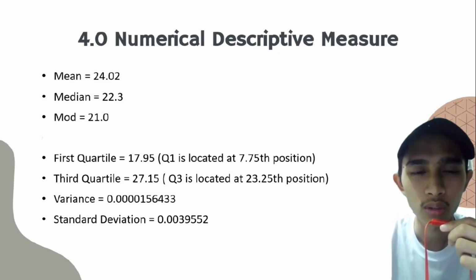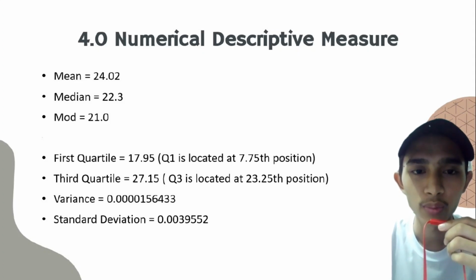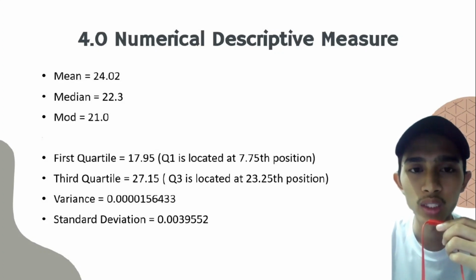So next I will talk about the quartile. The first quartile we got 17.95, located at the 7.75 position, while the third quartile we got 27.15, located at the 23.25 position. For the variance we got 0.0000156433, and the standard deviation we got 0.0039522.